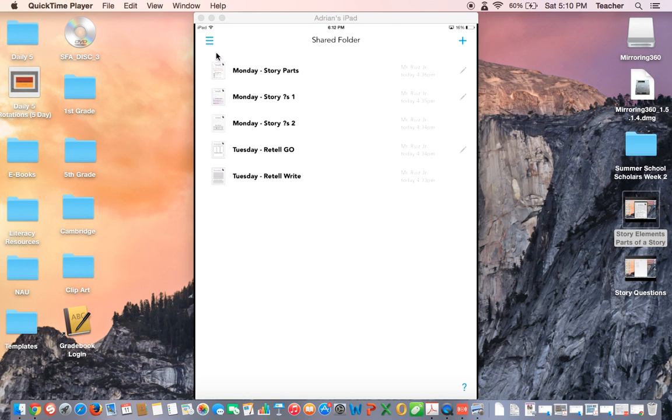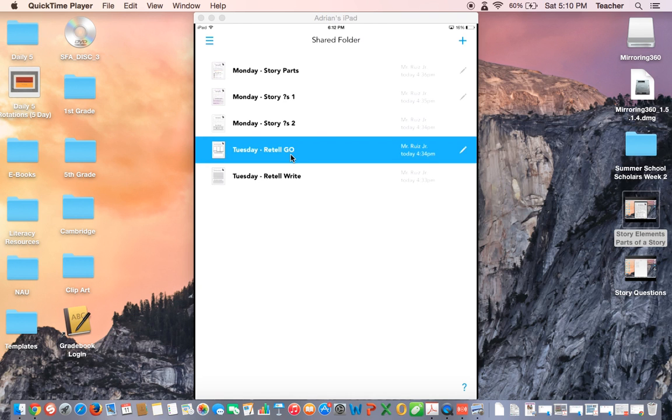We'll find it on the menu screen marked as the day, for example, Tuesday, and marked as Retell GO. The word Go is like a nickname for graphic organizer. Let's click it to open.